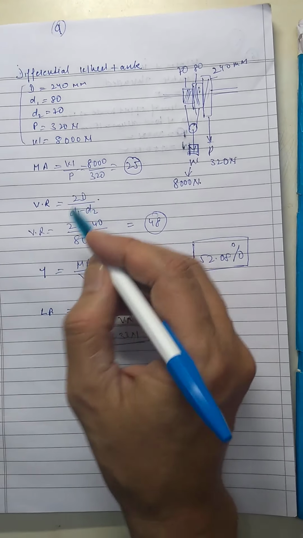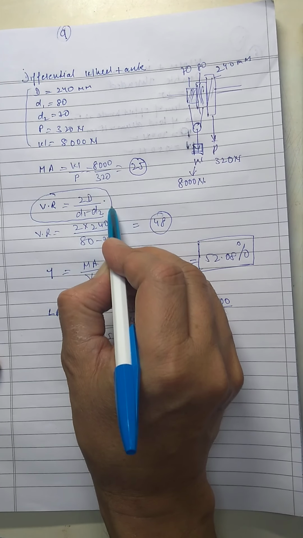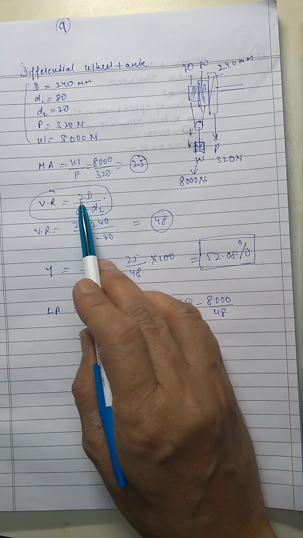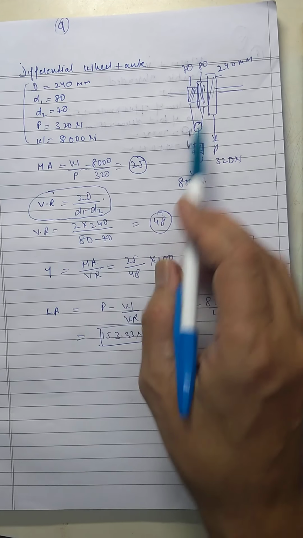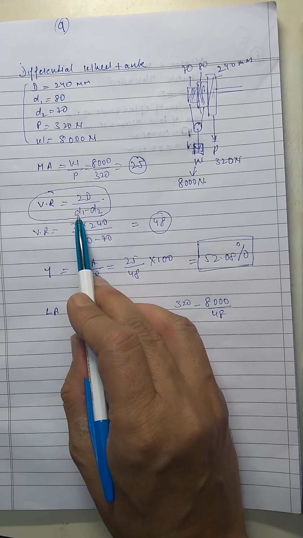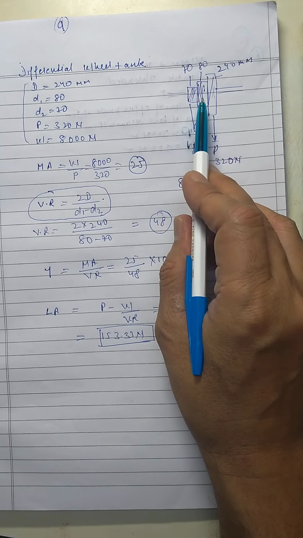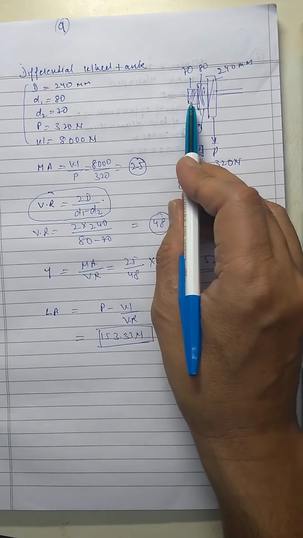You should know this formula, because the formula for the velocity ratio is different for all the machines. Like in this, it is 2D upon D1 minus D2, where bigger D is the diameter of the effort drum and D1 and D2 are the diameters of the load drums. D1 is the bigger diameter and D2 is the smaller diameter.